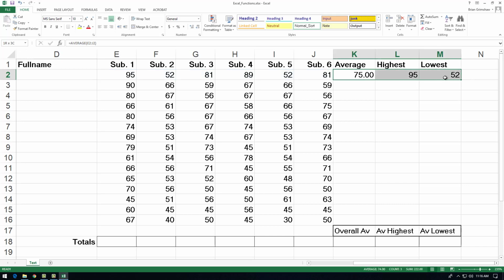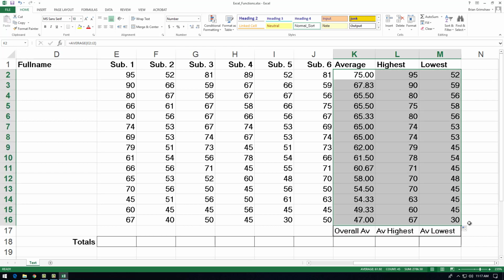I could actually highlight all three of these. Magic fill the entire frame. Think about how much math you just did. That's crazy talk right there. That's the easiest math you've done all week.